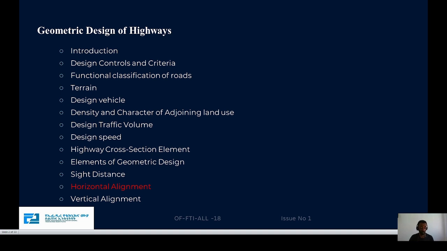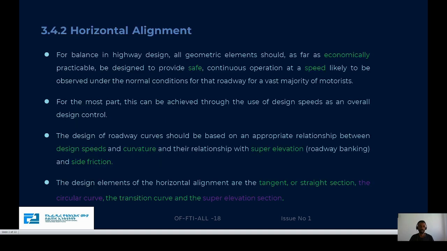The previous videos also dealt with the elements of geometric design. There are three main geometric design parts. We dealt with the sight distance, and mainly the design of the horizontal and vertical alignments. So today we will deal with the horizontal alignment.